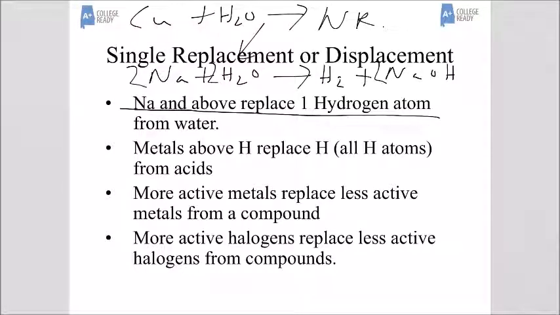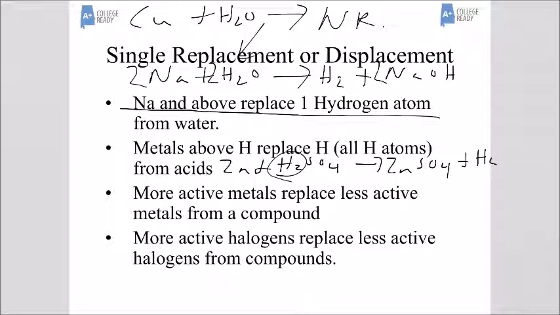Metals above hydrogen on the activity series replace all the hydrogen from an acid. For example, if we had zinc plus sulfuric acid, the zinc replaces all the hydrogen from the acid to give us zinc sulfate plus hydrogen gas.